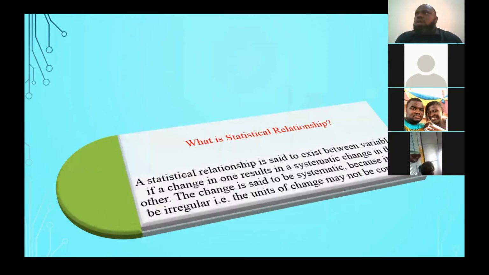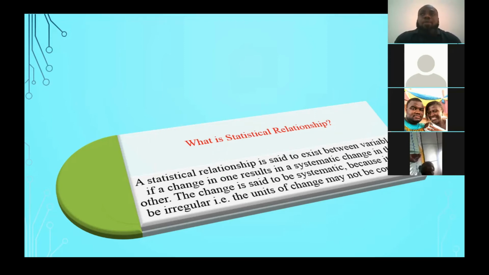What is statistical relationship? I always start every key topic with a definition or just give it a background so we know exactly what we are looking at. A statistical relationship is said to exist between variables if a change in one results in a systematic change in the other. The change is said to be systematic because it's not constant, it's not even, it's irregular.